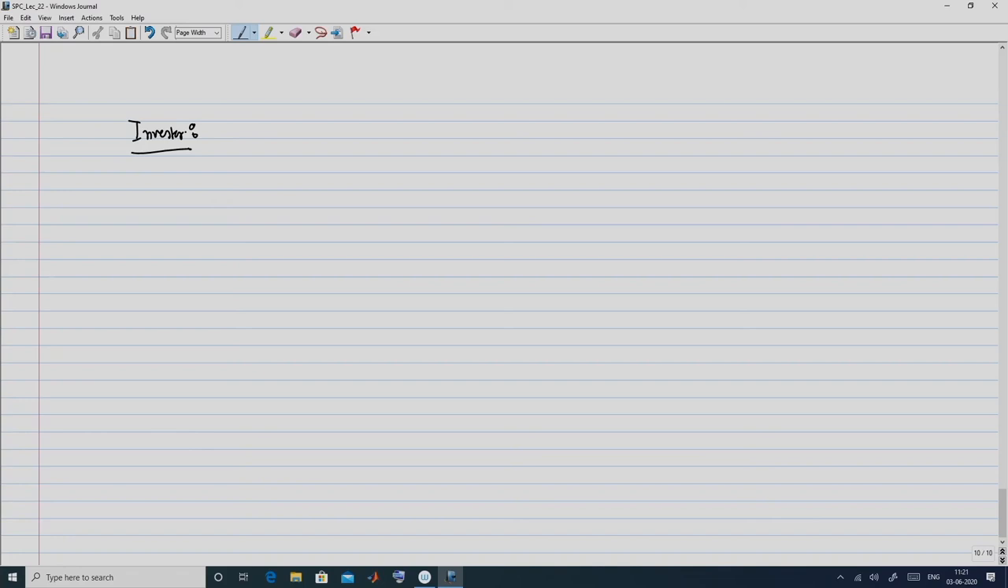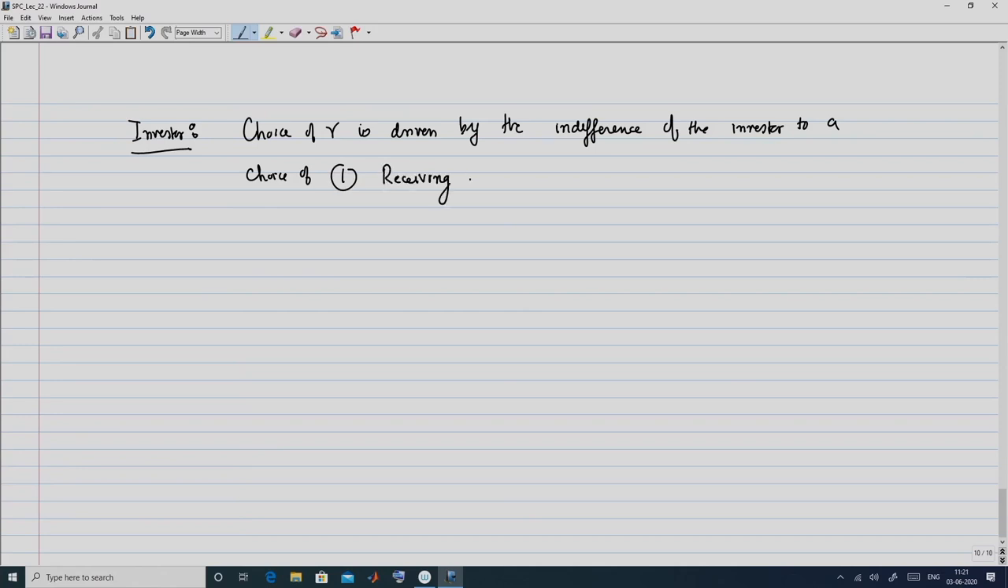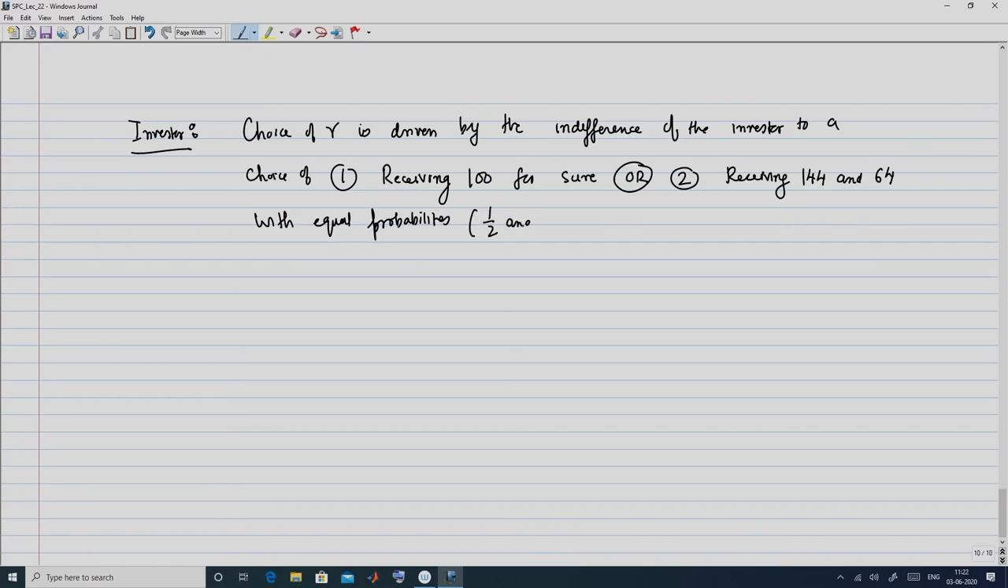So then the investor says that they are indifferent. So that means in this case the choice of gamma is driven by the indifference of the investor to a choice of either receiving an amount of 100 for sure or receiving 144 and 64 with equal probabilities, that is half and half.